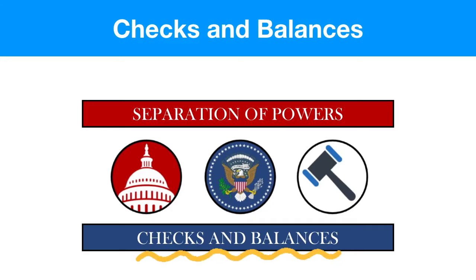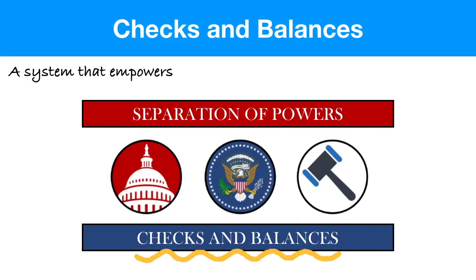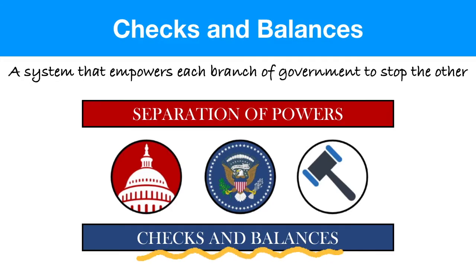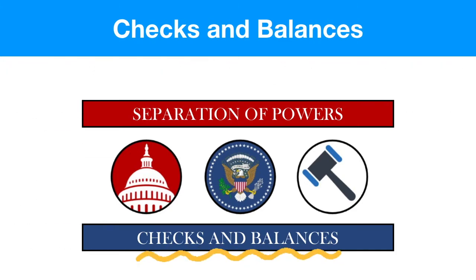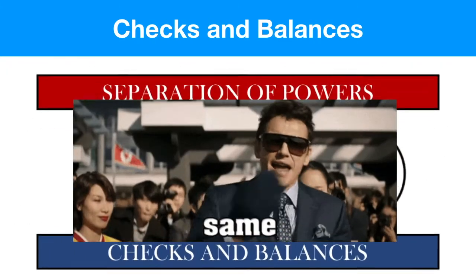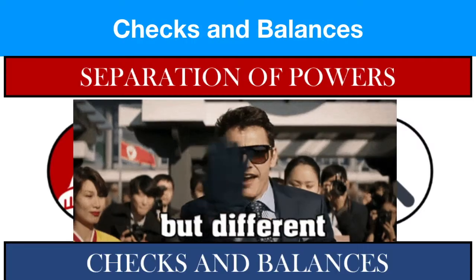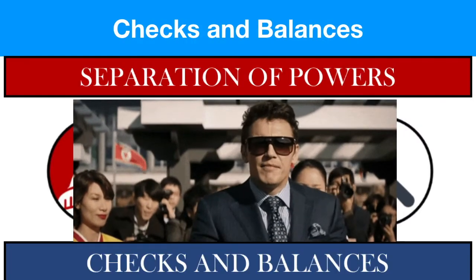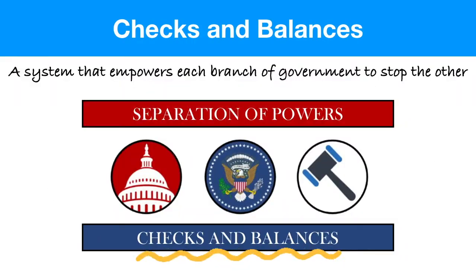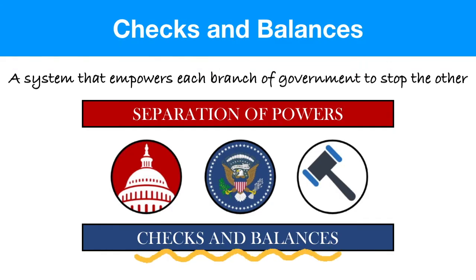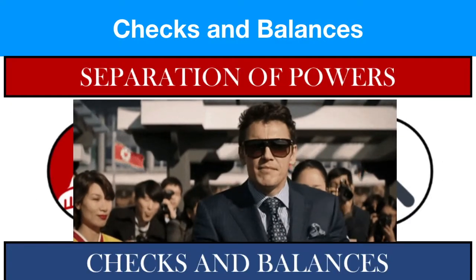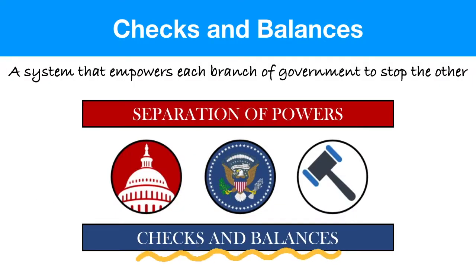Now, checks and balances is similar, but different. Let me emphasize that again. Separation of powers and checks and balances are similar, but different. Meaning they're not the same. Otherwise, they'd have the same name. We can define checks and balances as a system that empowers each branch of government to stop the other.